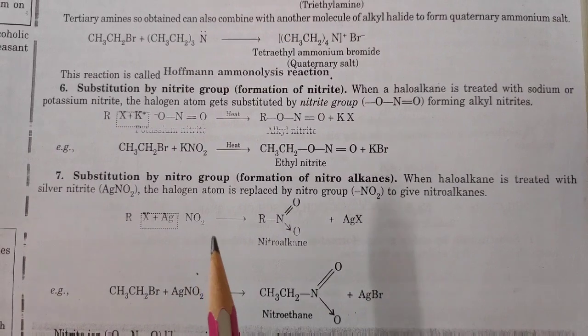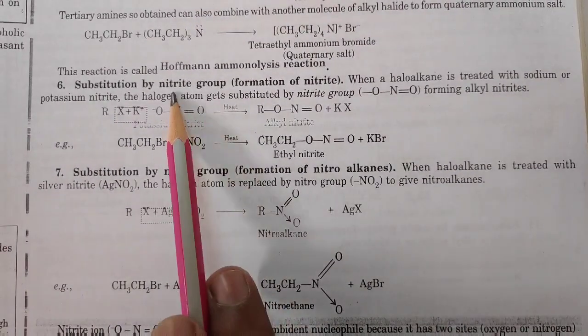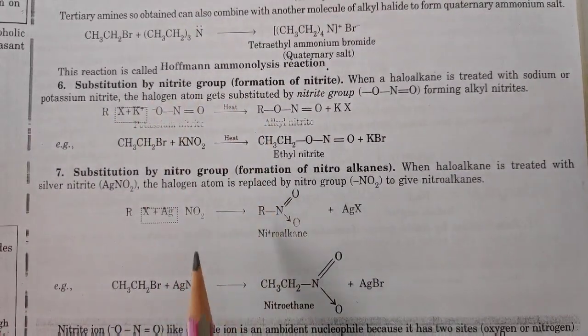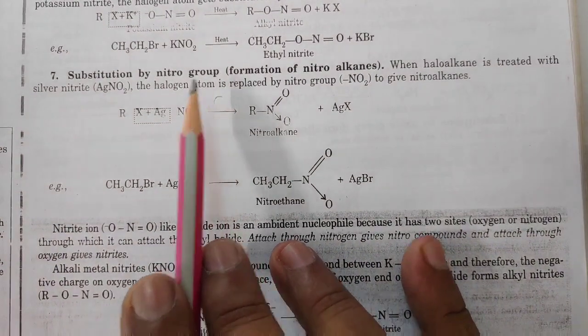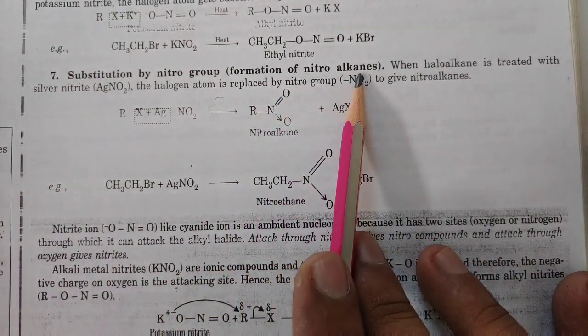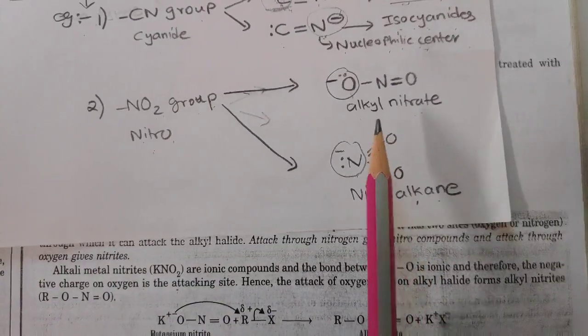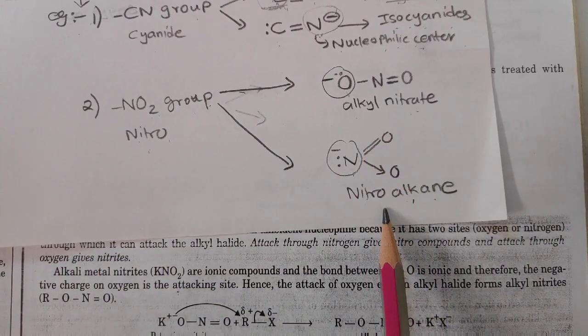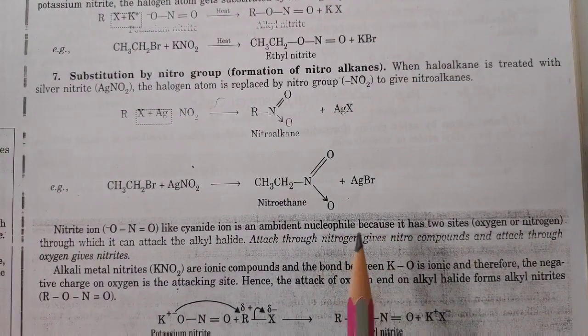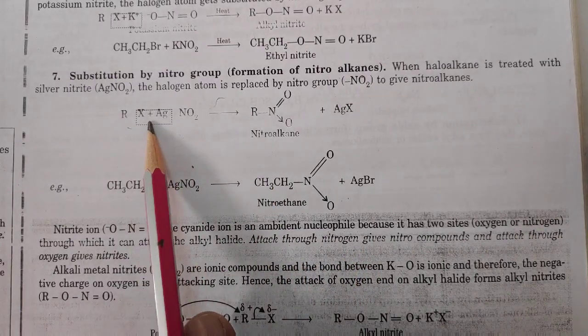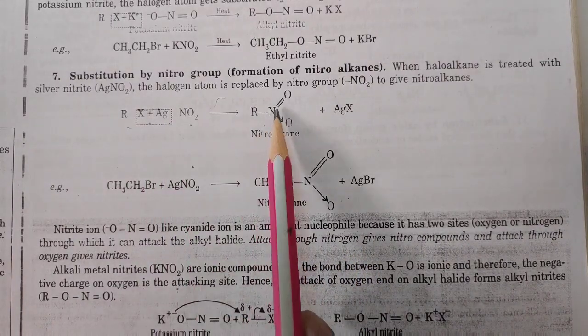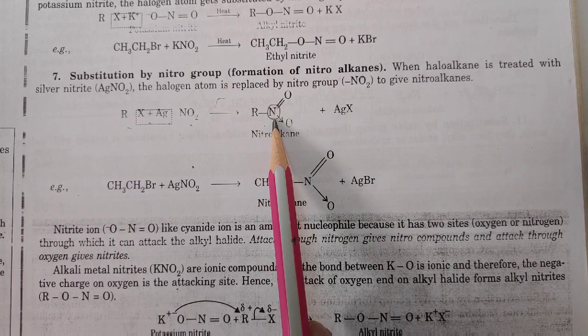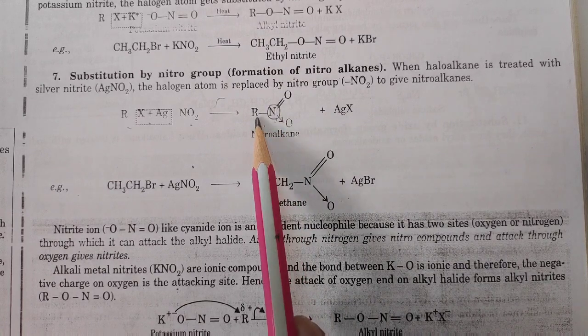Now I think you can see it clearly. What is written here? Substitution by nitro group, formation of nitroalkanes. Now this nitroalkane we have already discussed here. You can see this one, right? Okay. Now in this case, RX and AgNO2. So when it attaches through what? Nitrogen. You can see here nitrogen is attached to the alkyl group.